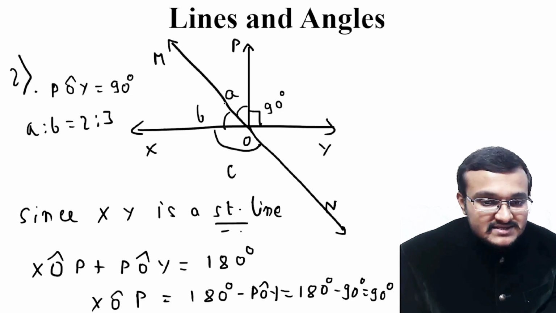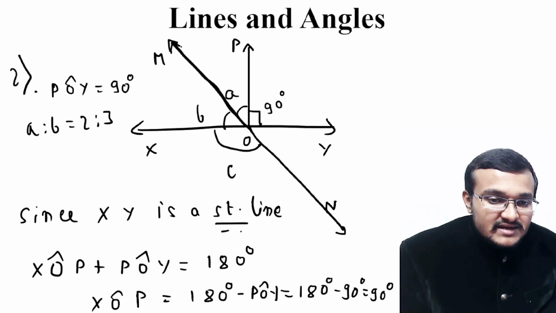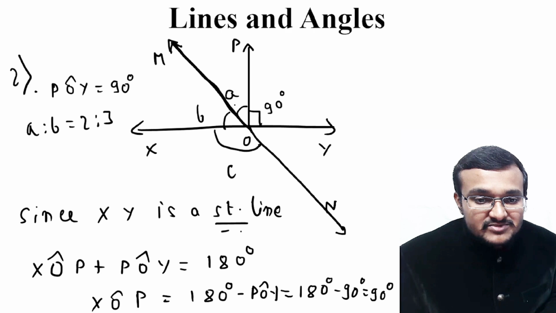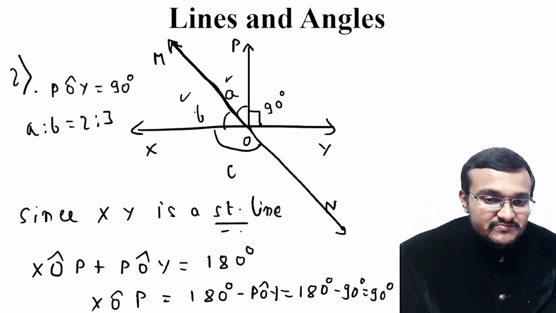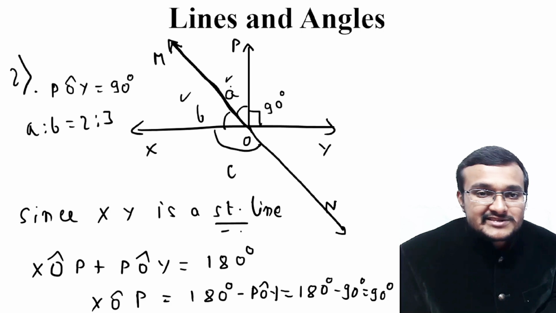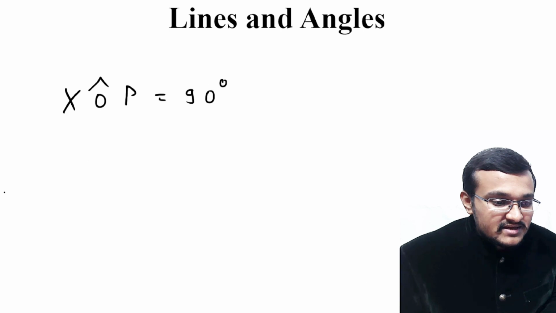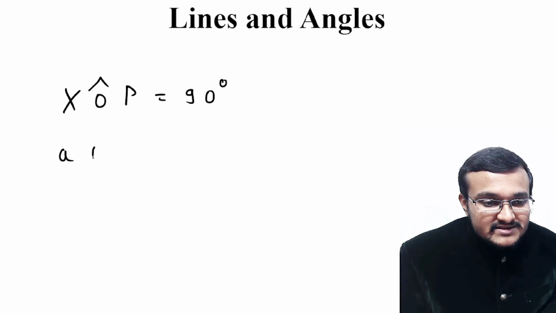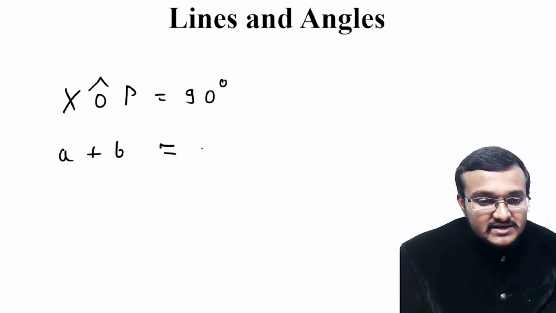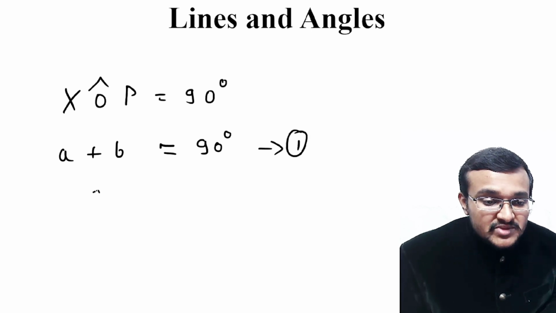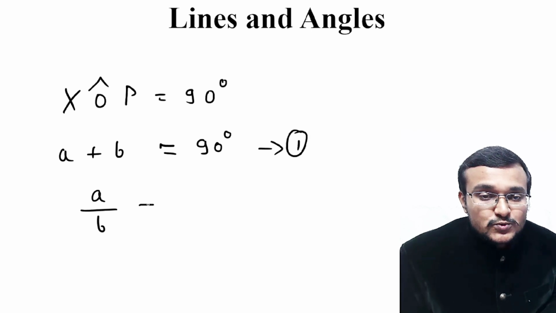And here you can see this particular OM line is intersecting this particular XOP angle. So A plus B, that is POM plus MOX, simply they have called as angles A and B. So A plus B is equal to XOP. So you can write XOP as A plus B, which is equal to 90 degree. This you can take as equation 1. A is to B is 2 is to 3.